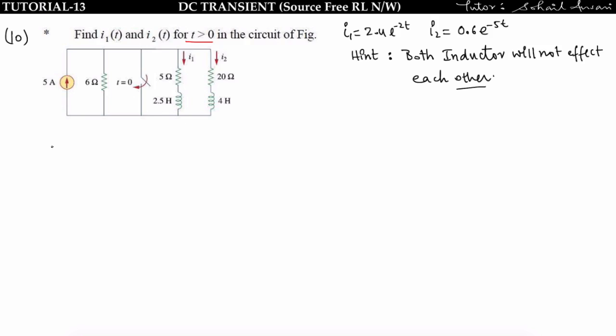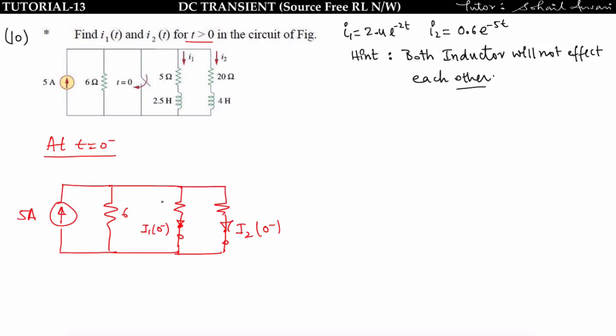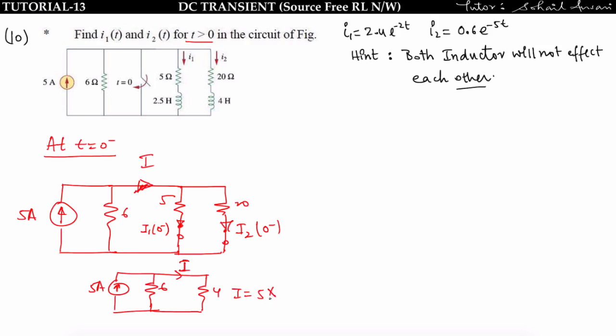So we can say that at t is equal to 0 minus, this network is at a steady state, so we can replace both the inductors by short circuit. This is 5 ohm, this is 20 ohm. Now we can easily find I1 of 0 minus and I2 of 0 minus, and we have to find the current I first. So I is equal to, apply current division rule here, you will get 5 multiplied by 6 by 10, that is equal to 3 ampere. Now I got this I is equal to 3 ampere.